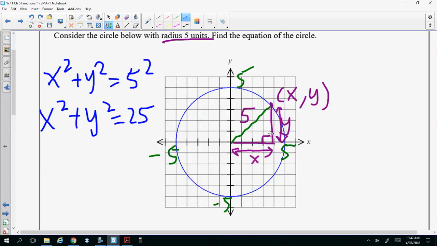No matter where I chose, say I pick another point, let's say I pick a point here, it's going to be the same thing. I could draw another triangle, right? Or I could pick this point, I get another triangle. I still get the same equation, and we'll call it x, y, right? So it works for any point on a circle, therefore this is the equation of the circle.